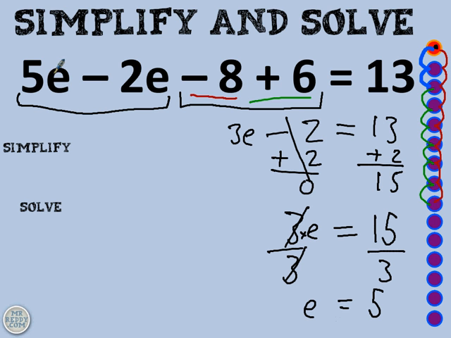We can double check that, substitute e for 5 back in over here. That would give you 25. Take away 10. Take away 8. Add 6. 25 take away 10 is 15. Take away 8 is 7. 7 add 6 is indeed 13. So the solution e equals 5 is correct.